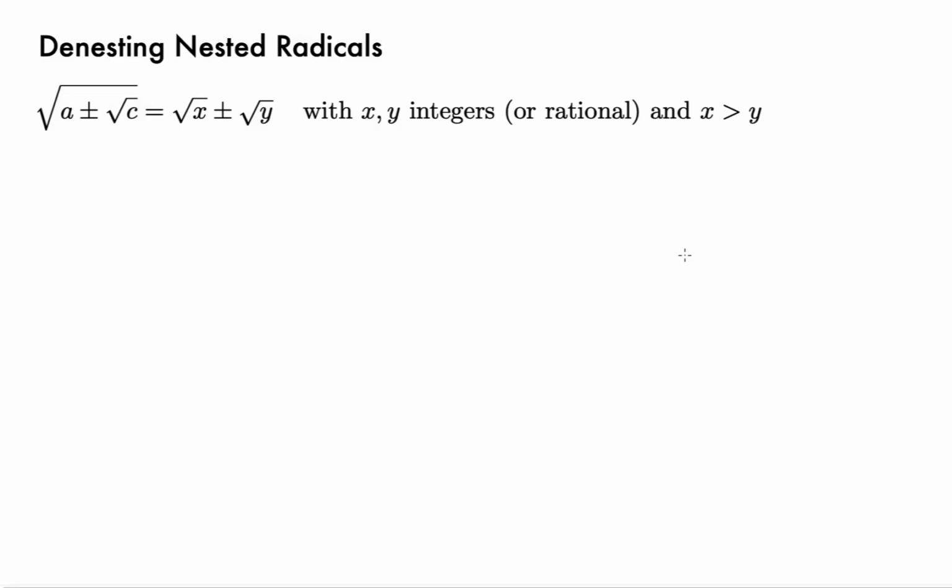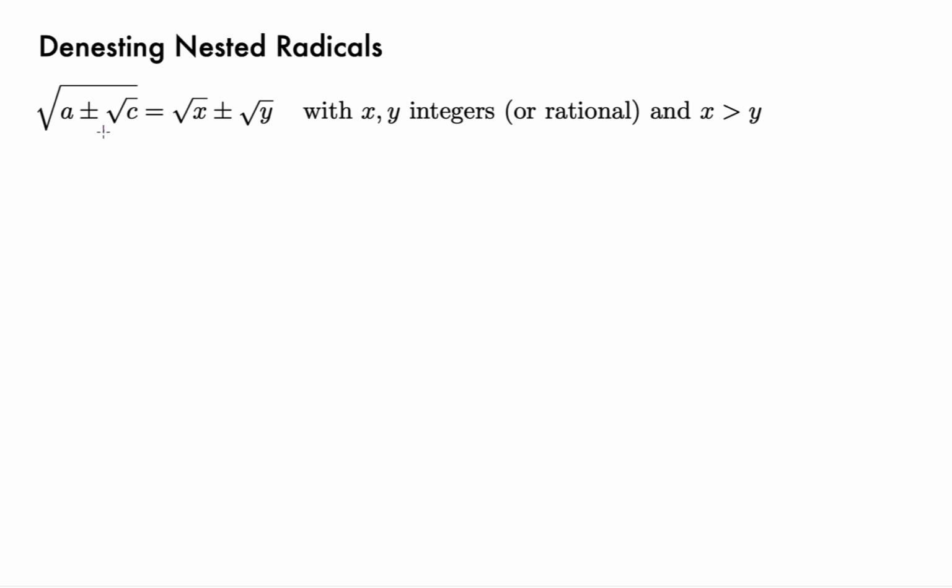Okay, so just for fun, for some definition of fun, let's talk about nested radicals and how to denest them. In particular, we're going to look at nested radicals of the form a plus or minus the square root of c, all under a square root, where a and c are integers. We're going to try to rewrite that without the square root on the outside as the sum or difference of square root of x plus or minus square root of y, with x and y integers, or they could possibly be rational. And we're also going to assume that x is greater than y, so that when they are subtracted, we don't get a negative result.